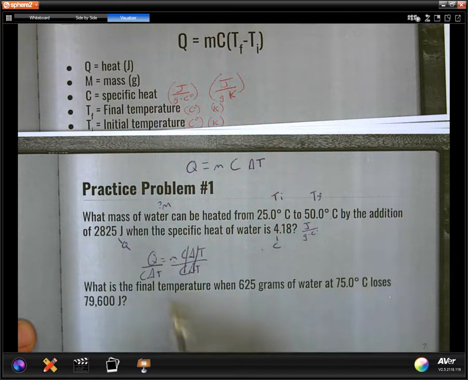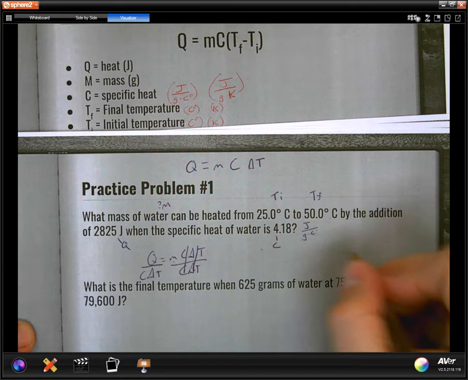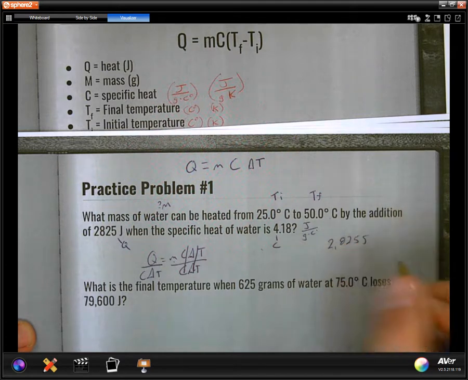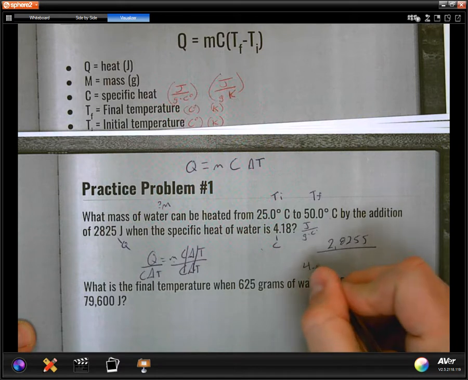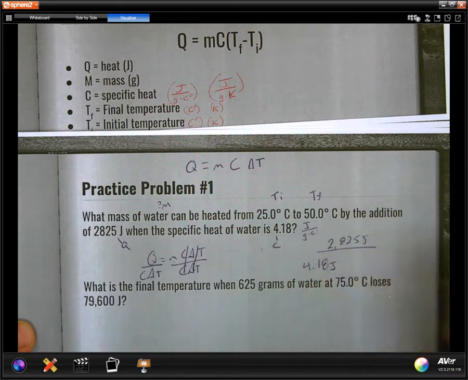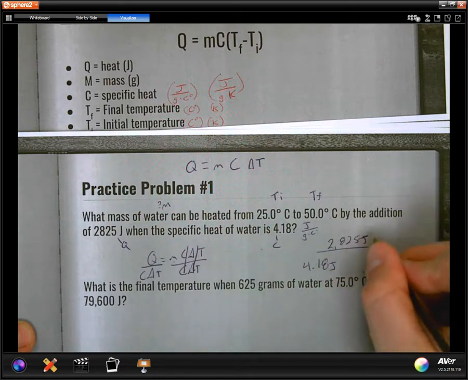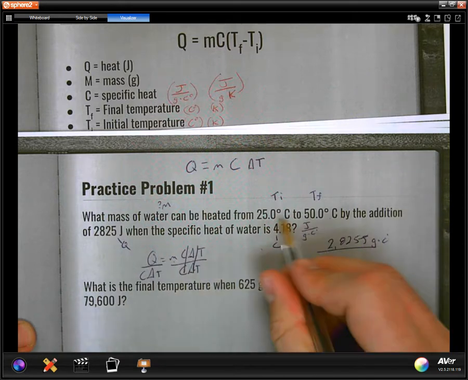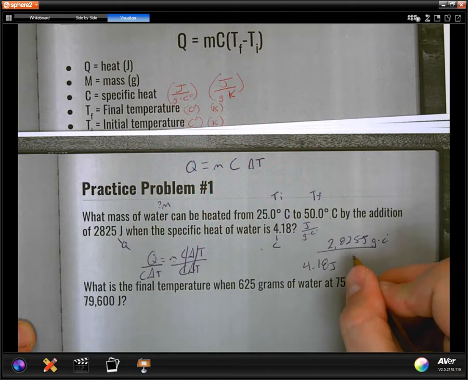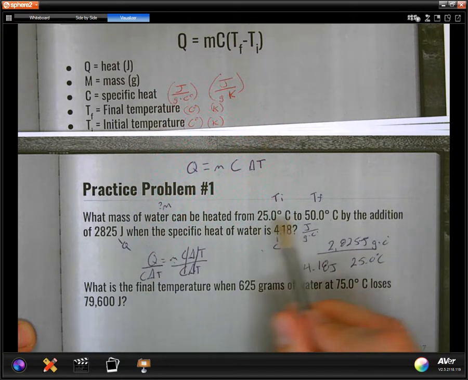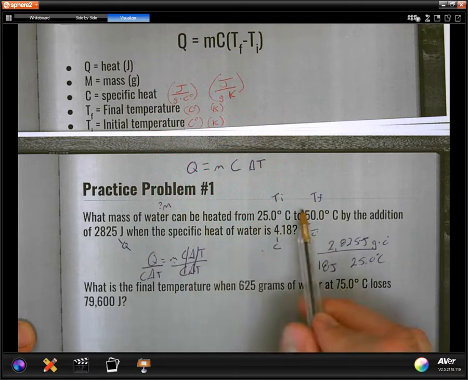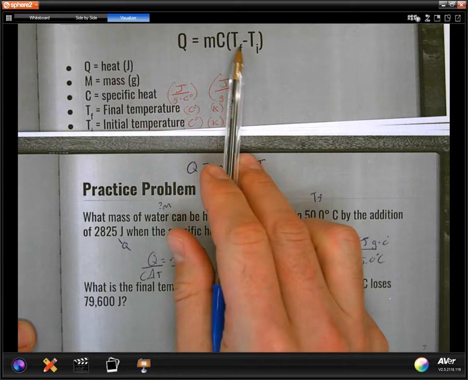So to do this problem, I'm simply going to take 2,825 joules and divide it by 4.18. If I'm playing with my units, joules and degrees Celsius will go up here. My change in T would be the difference here, which is simply 25.0 degrees Celsius. You can do that in your head, you can do it in a calculator, you can plug it in however you feel comfortable. But that's just the difference. 50 minus 25 is all that means.